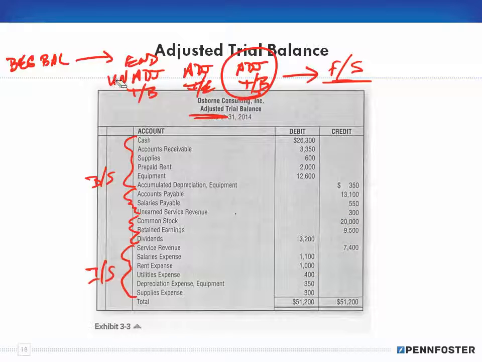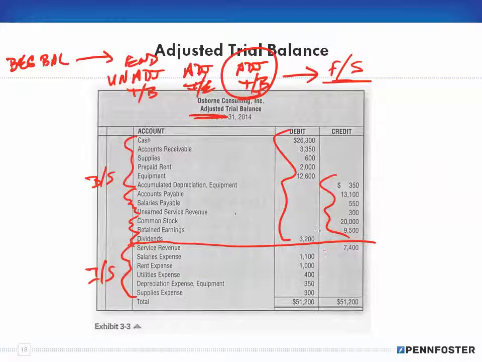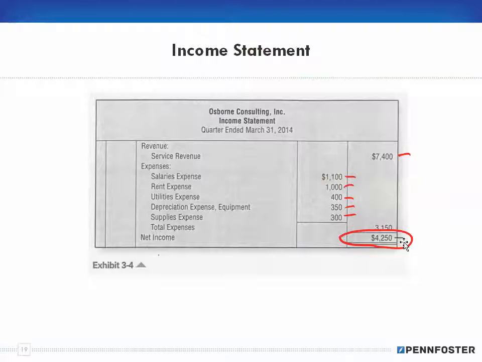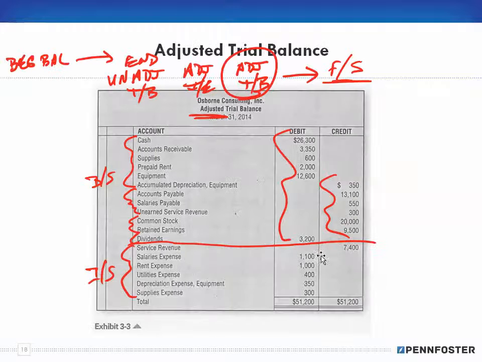However, if we said, okay, let's create the balance sheet, well, you can do the math. I'm not going to do it here, all right? But if you add up your debits and you add up your credits, they're going to be off. Your debits are not going to equal your credits, and they're going to be off by this $4,250. Okay, why? Because we haven't moved this $4,250. We haven't moved it to our retained earnings account yet. Okay, that's what closing journal entries are for.